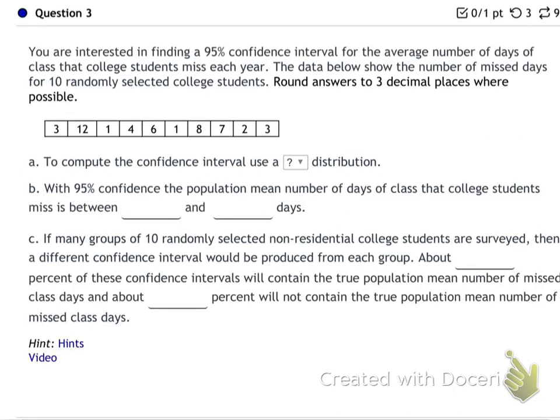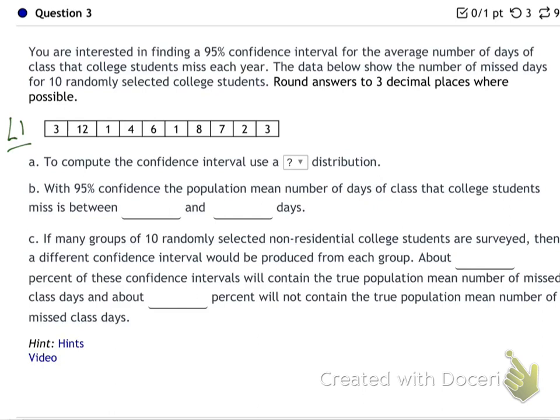Question 3. You are interested in finding a 95% confidence interval for the average number of days of class that college students miss each year. The data below shows the number of missed days for 10 randomly selected college students. Round answers to 3 decimal places where possible. Okay, so you got to put all this data in, guess where? In L1, like usual. So you got to put all those numbers in L1.